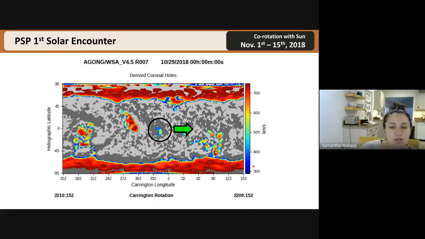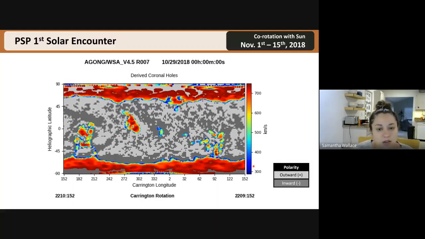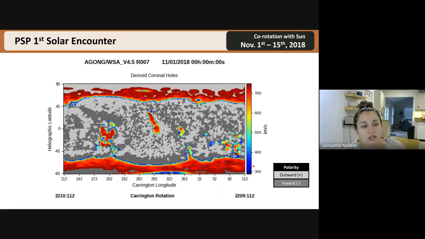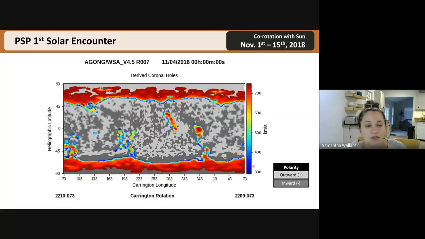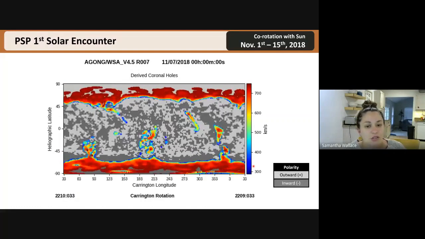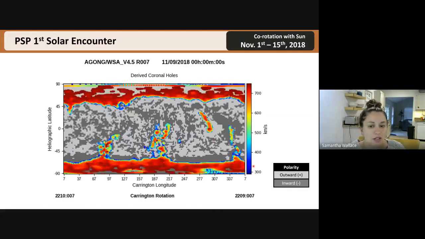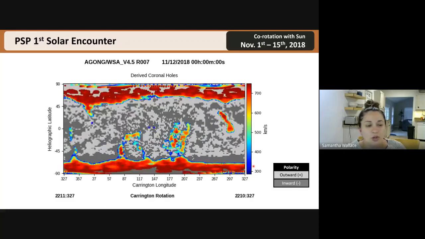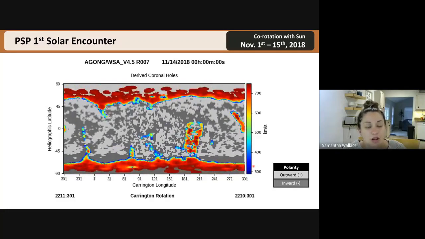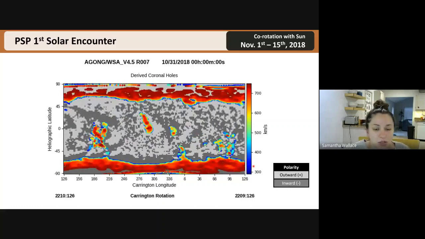I'm actually going to play a movie that shows 10 or so days where Parker is observing this coronal hole, and it's connected to it over the entire time. You can see this coronal hole increase in surface area from the 1st to the 8th, and then it starts to close down, shrinking significantly. So Parker was observing this coronal hole as it evolved in time, and this had never really been done before.